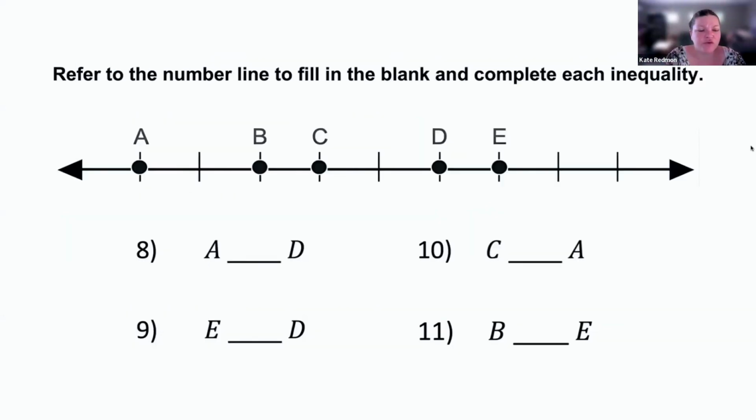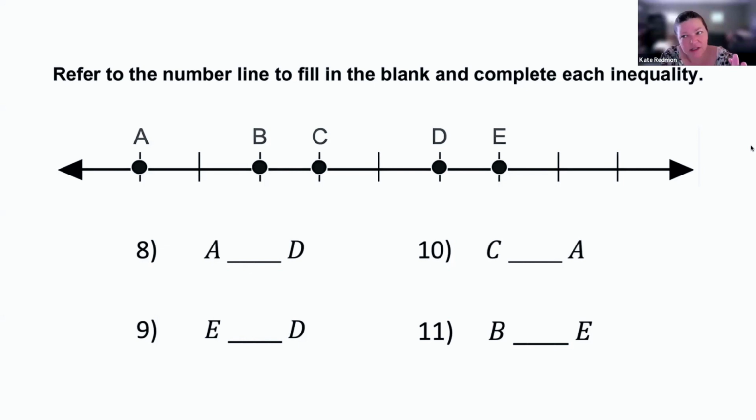Let's try a visual representation with these symbols. Directions say refer to the number line to fill in the blank and complete each inequality. Take a look at this number line here. There's no numbers on it, right? I don't know if A is 5 or 500 or -11, but I can see where A is in relationship to the other points, and that's what we're going to use here.